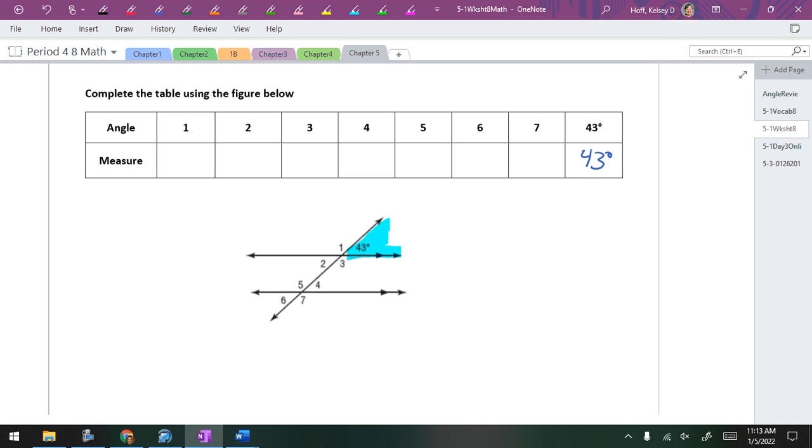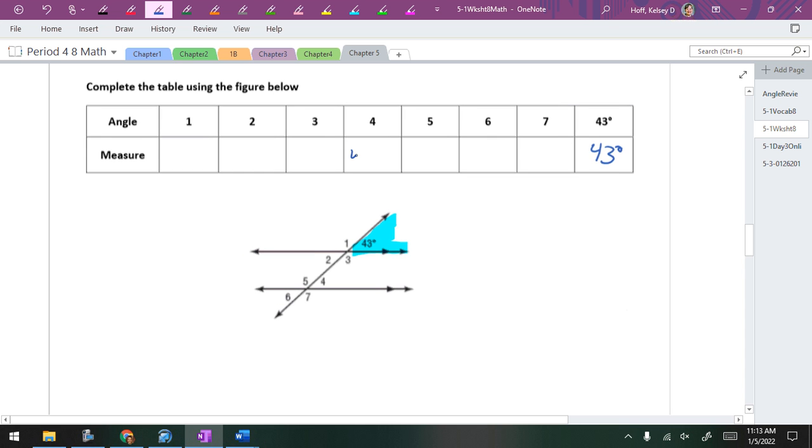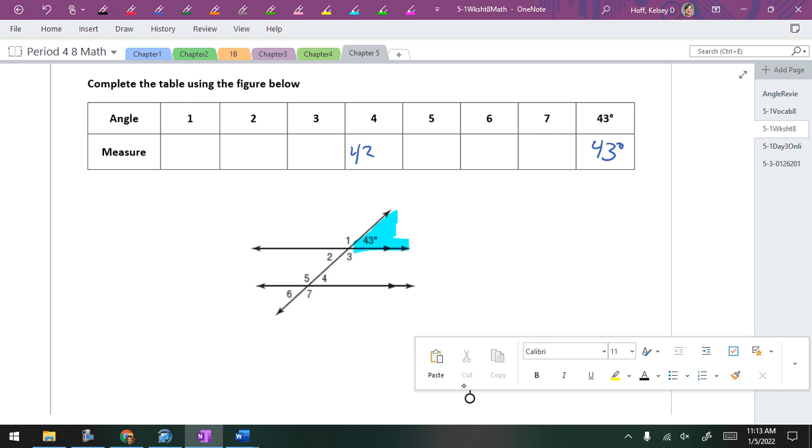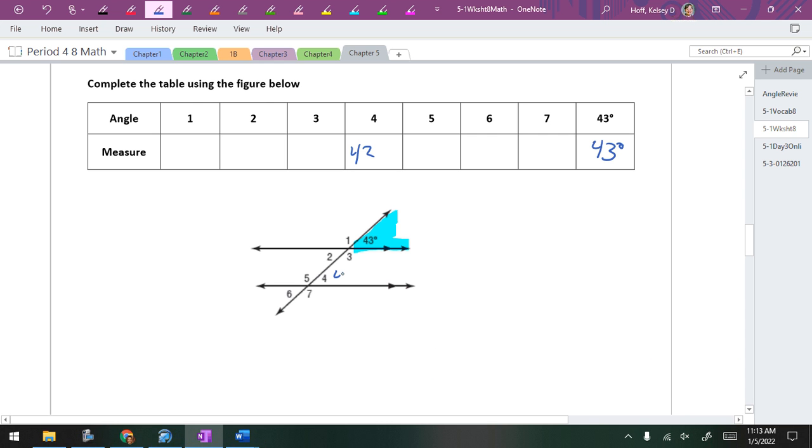And how are these two related? What's the angle relationship? Corresponding. So angle 4 is how many degrees? Perfect. That's exactly what I want to know. Perfect. Okay? 43 degrees. So now she went here. Does that mean everybody had to go to angle 4 next? No, some of you might not have.